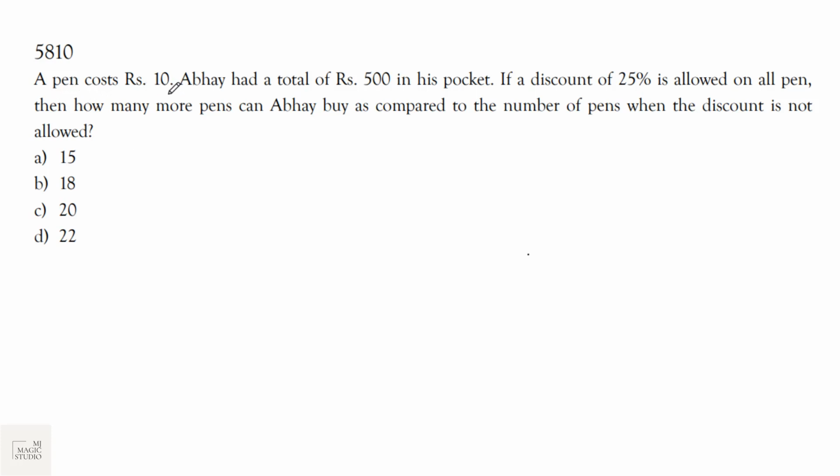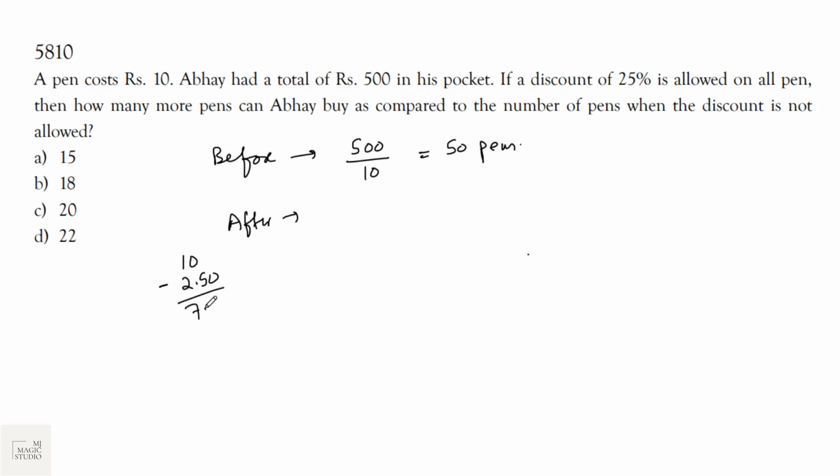A pen costs rupees 10. Abhay has a total of 500 in his pocket. If a discount of 25% is allowed on all pens, then how many more pens can Abhay buy as compared to the number of pens when the discount is not allowed? So before discount, Abhay can purchase 500 by 10, that is 50 units. And after discount, now the price per pen becomes 7.50. Why? Because 25% discount is allowed. That would be 500 by 7.5. It's 500 into 10 by 75.